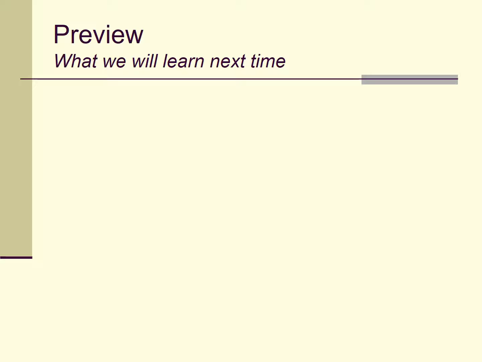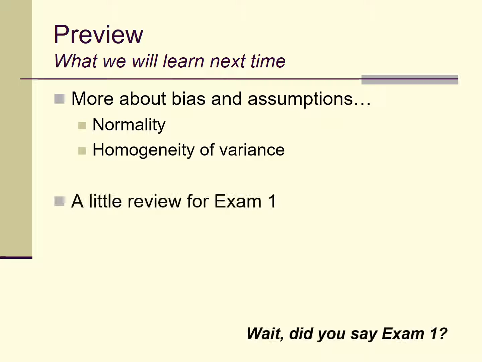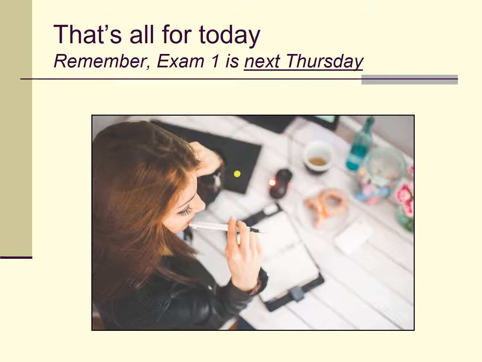Okay, preview. What will we cover next time? Well, I'll be talking more about bias and assumptions, now focusing more on the assumptions that accompany research data analysis, like the assumption of normality and the assumption of homogeneity of variance. And if you're in my class, I'll be doing a little bit of a review for exam 1. If you're not in my class, of course, you don't need to worry about that, but if you are, just keep in mind that exam 1 is coming up on Thursday of this week coming. Although maybe when you're watching this video, that time will be long since passed, so you maybe don't need to worry about it. But if you do, worry about it.